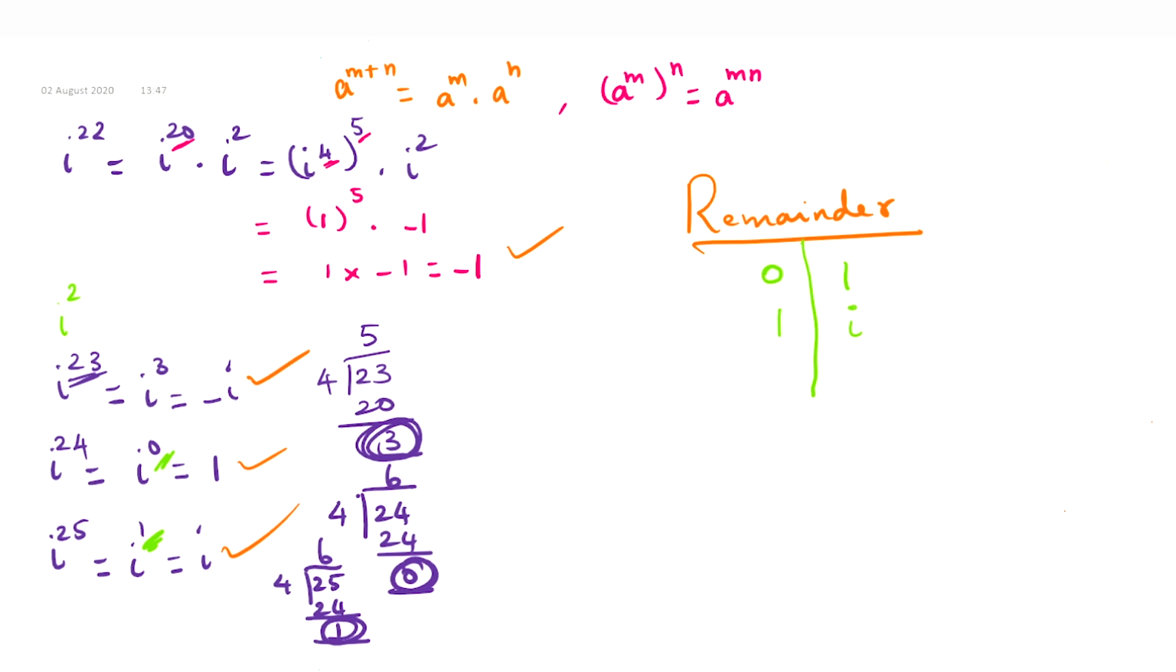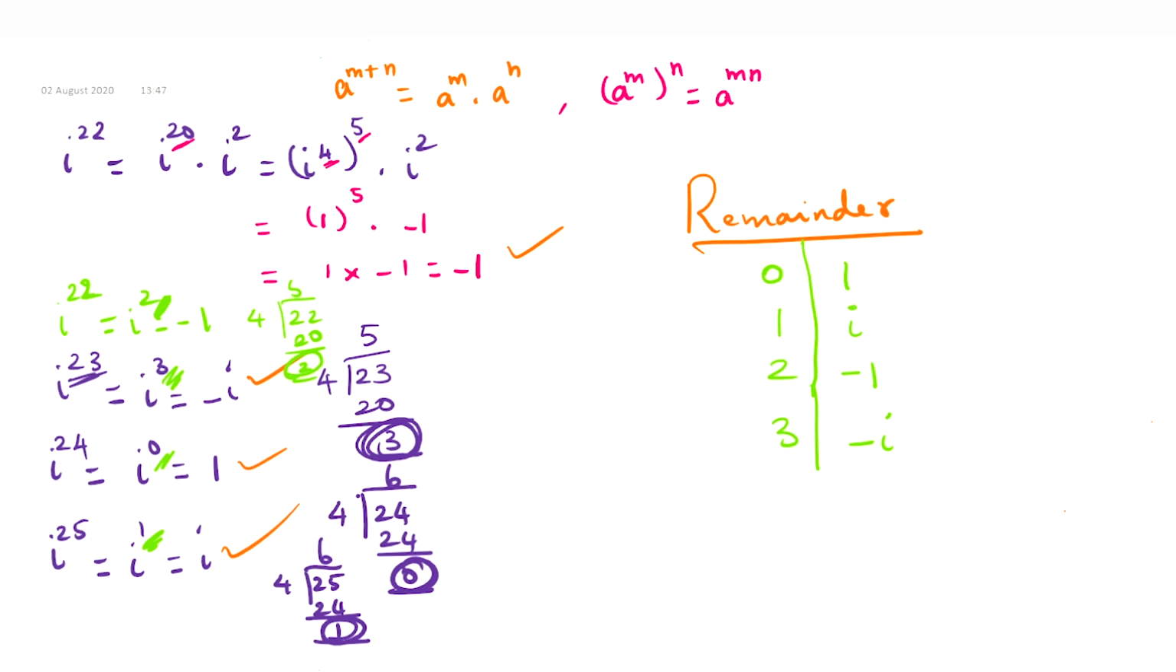So i^22. You divide 22 by 4. 4 5s are 20. The remainder is 2, so we have to write i square here. i square is minus 1. So when the remainder is 2, I get minus 1. Okay. So when the remainder is 3, I get minus i.